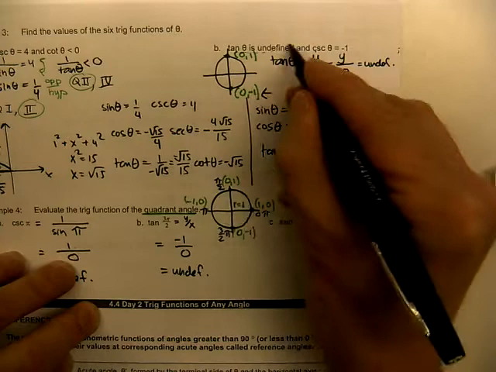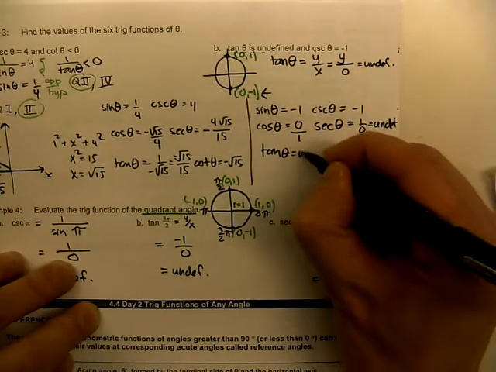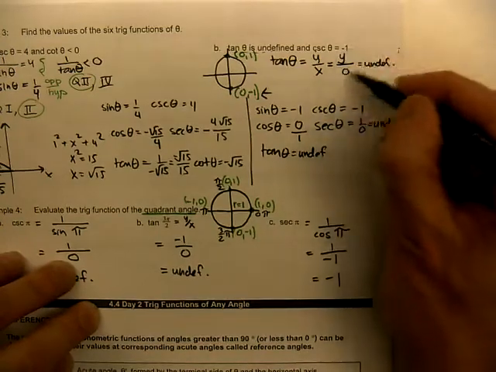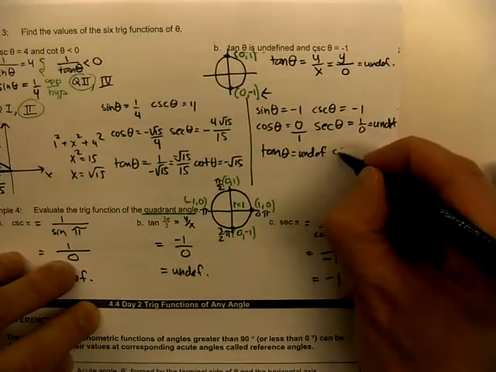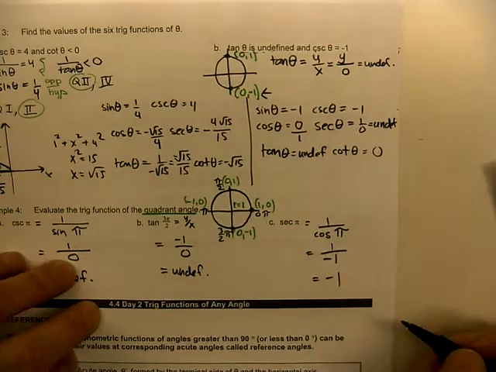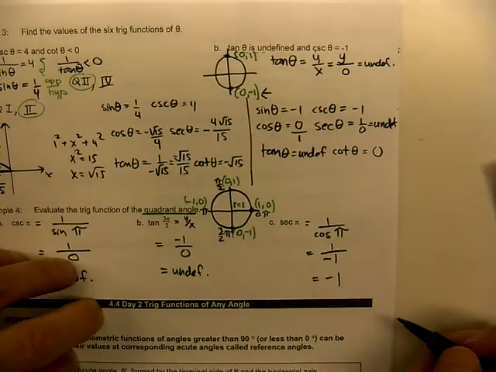Tangent, that's what they told us. Tangent is undefined. So when you take that fraction and flip it upside down, you have 0 on the top. So cotangent theta is 0 divided by -1, so that's a 0.